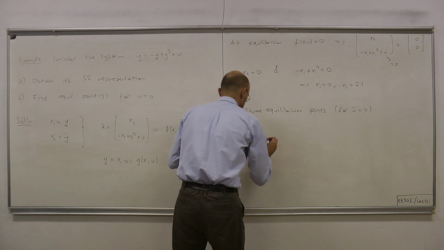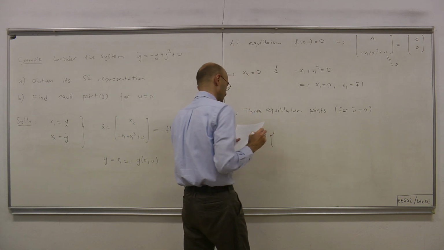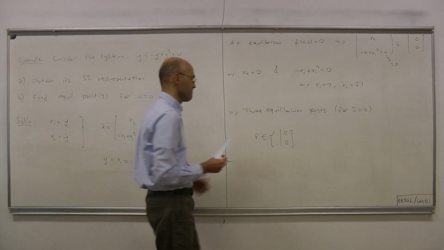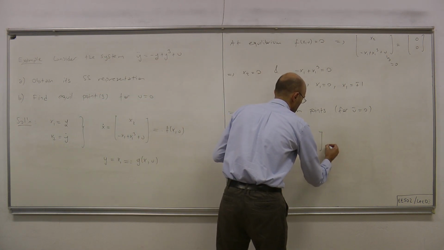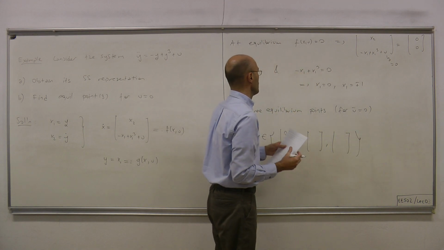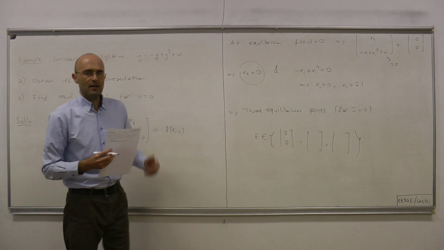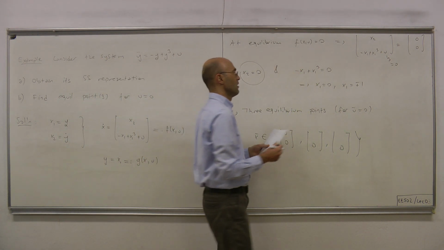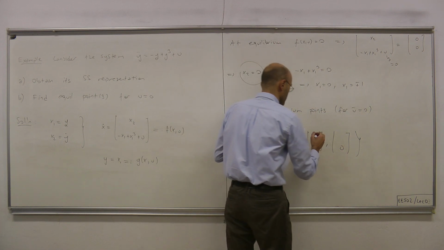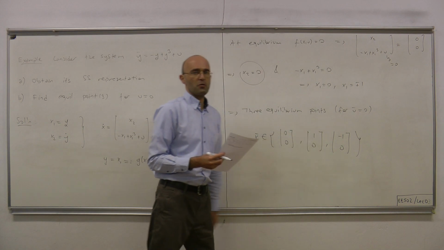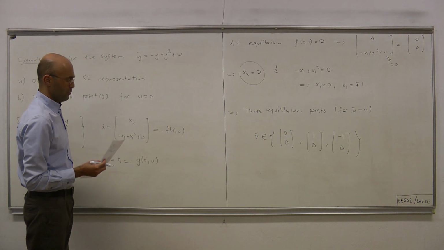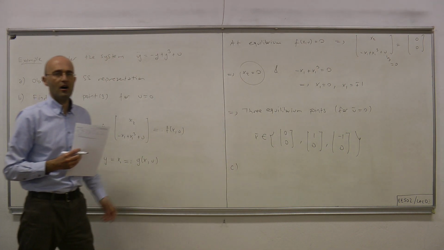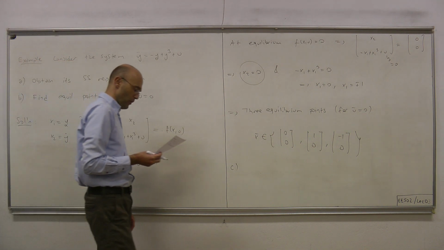So the equilibrium points we call x bar. So x bar belongs to this set. Okay. 0, 0 is an equilibrium point. Well, first of all the equilibrium points must have x2 equals 0. Therefore, we have zeros here. And as for x1, it could be 0 or 1 or minus 1. All those 3 points are equilibrium points. Okay. Now, let's linearize our system at one of those equilibrium points.